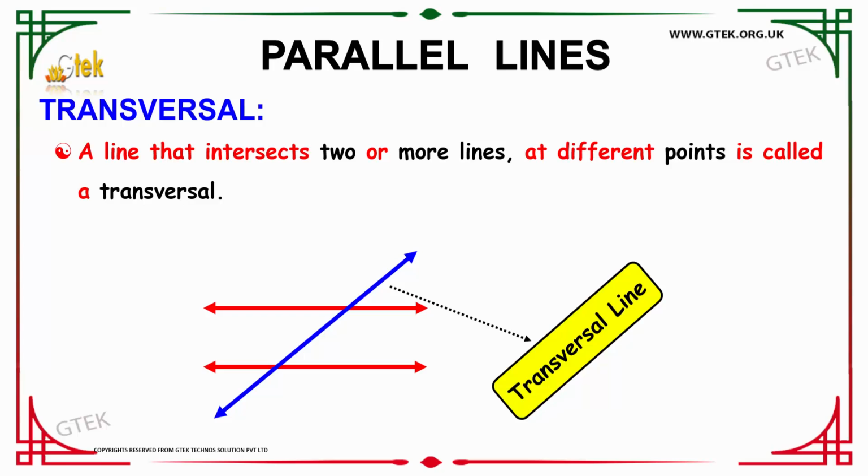Let's discuss the transversal. A line that intersects two or more lines at different points is called a transversal. So this was a different point and this again a different point on the line. So this is all about the transversal line.